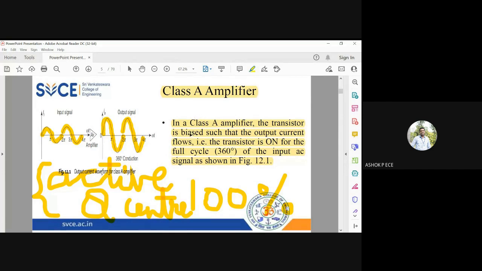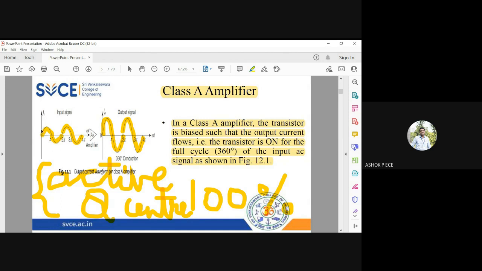So remember one thing, as you move from Class A towards the higher amplifier classes, the efficiency will increase, and the time during which the transistor is on will start reducing slowly. So in Class A, it is 100% on. The transistor is not taking any rest. It is going to conduct for the entire duration of the input.